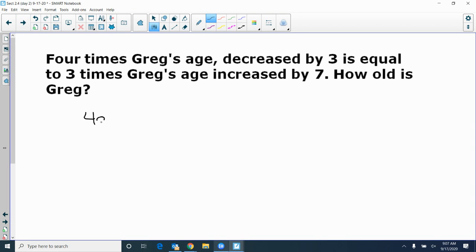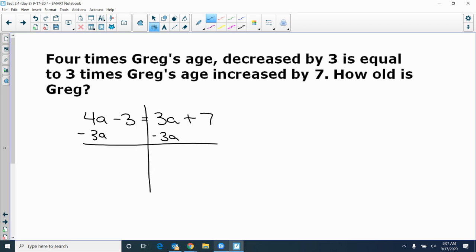4a minus 3 equals 3a plus 7. Good. I'm going to subtract 3a, and I get a minus 3 equals 7. Add 3, and I get a equals 10. The hardest part about these is if you set it up wrong, you're going to get the wrong answer.